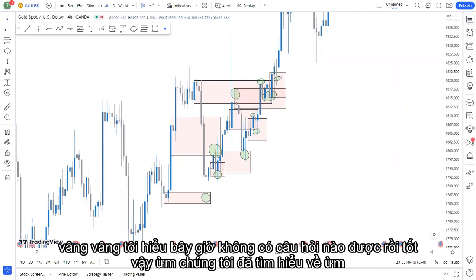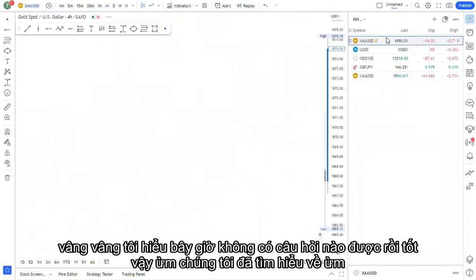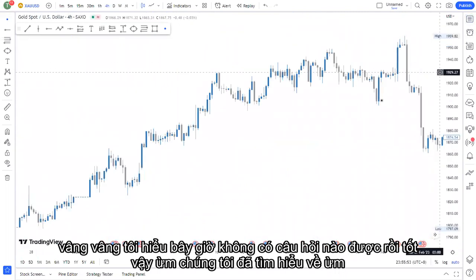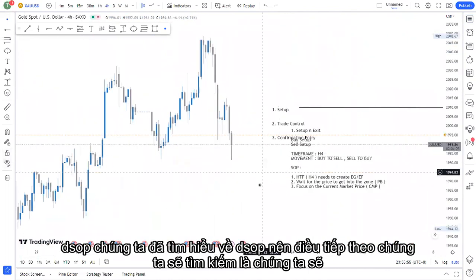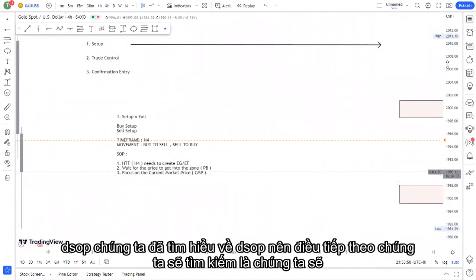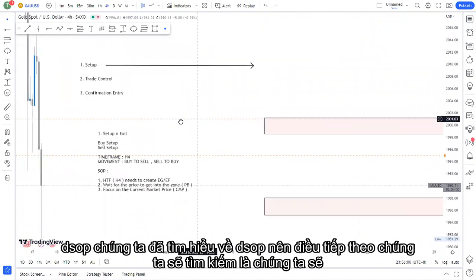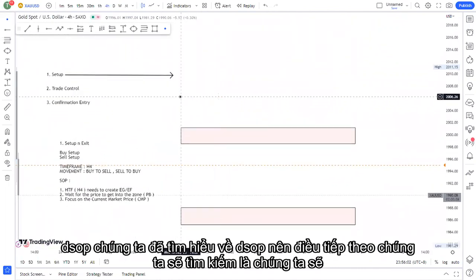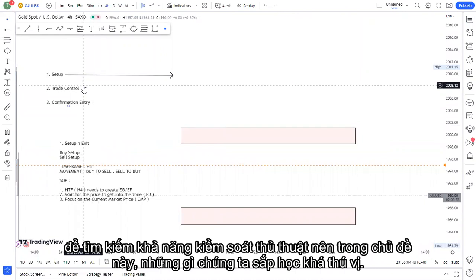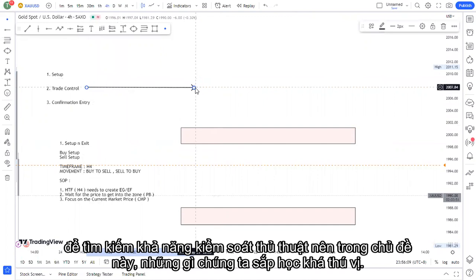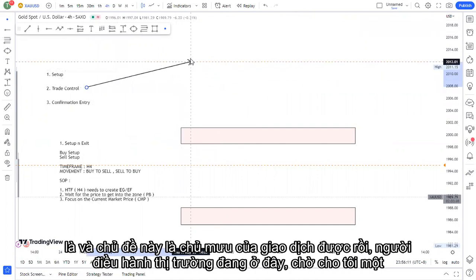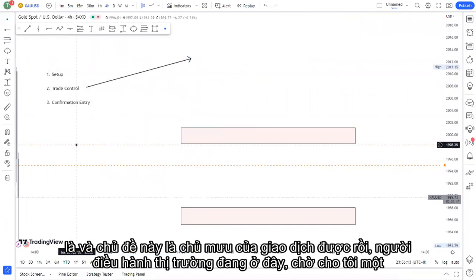All right, good. So we already learned about the SOP. So the next thing that we are going to look for is trade control. In this topic, what we are going to learn is quite interesting, which is the mastermind of the trading. The market mover is here.